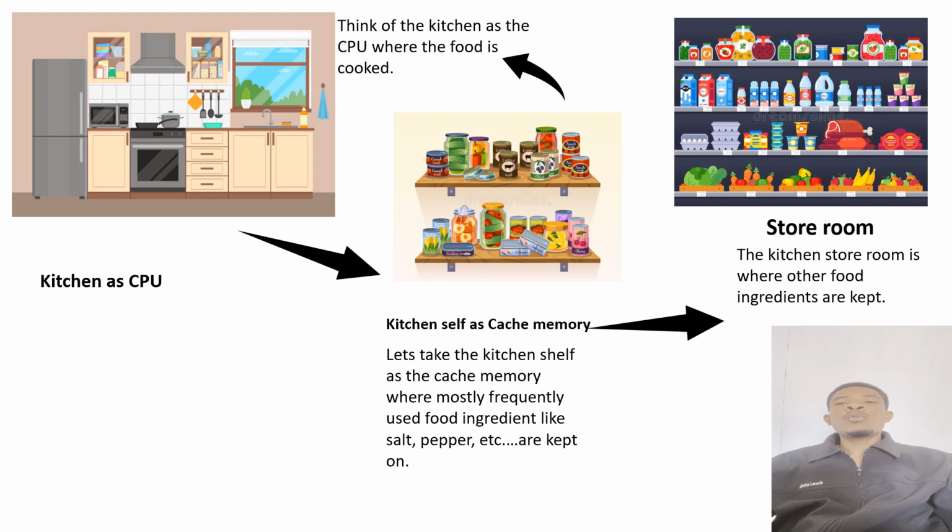Now, this is a logical representation of what the cache looks like. The cache memory is the kitchen shelf, where the temporary ingredients are kept for the CPU to use in preparation of the food that is going to be made.